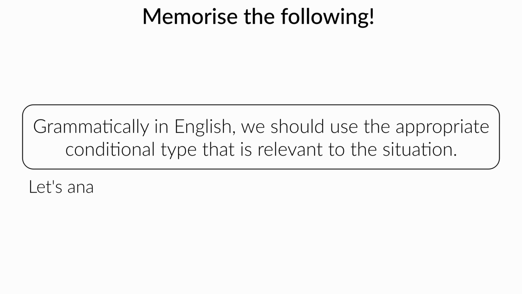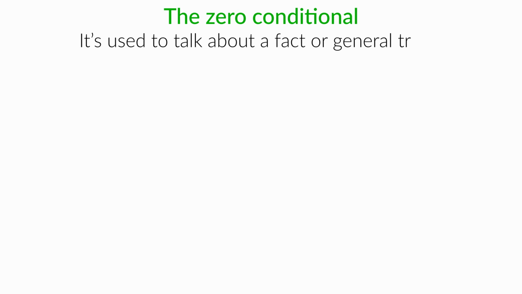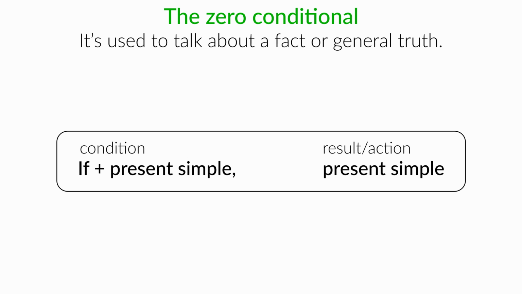Now, let's analyze and consider all these conditionals in more detail. The zero conditional. It's used to talk about a fact or general truth. The formula below will help you remember this type. If plus present simple. This structure is for the condition, and present simple is for the result or action. There are many examples of such situations.